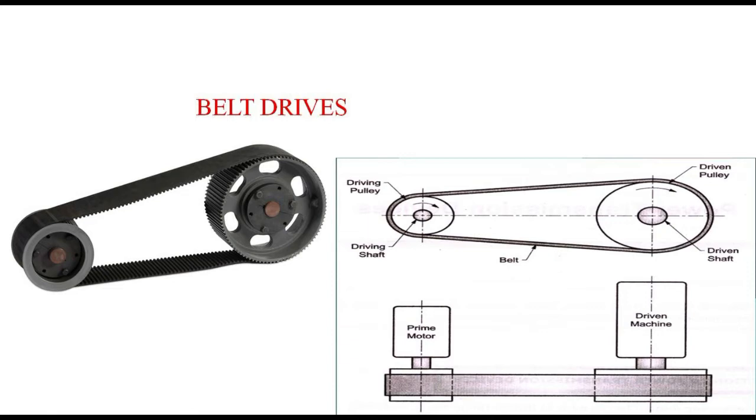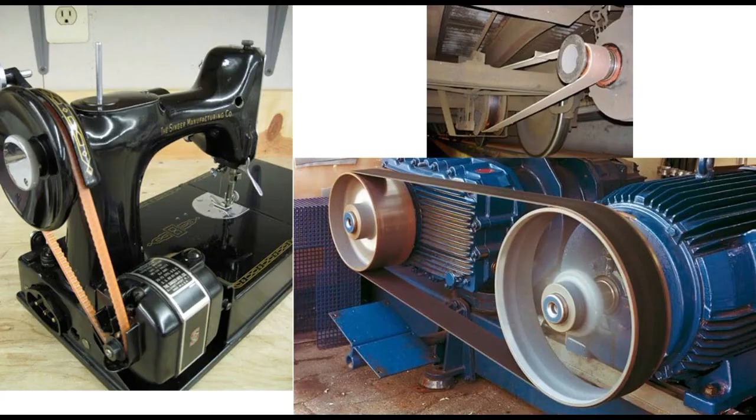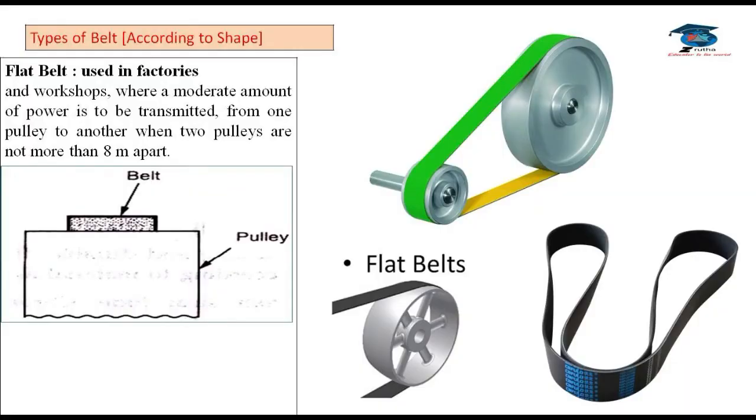If the driven pulley is larger than the driver pulley, then the output speed will be smaller than the input speed, and vice versa. Belt drives are used in many places and in many devices like sewing machines, machine tools, machineries, and also in automobiles. Based on the shape of the belt, drives can be classified as flat and V-belt drive.